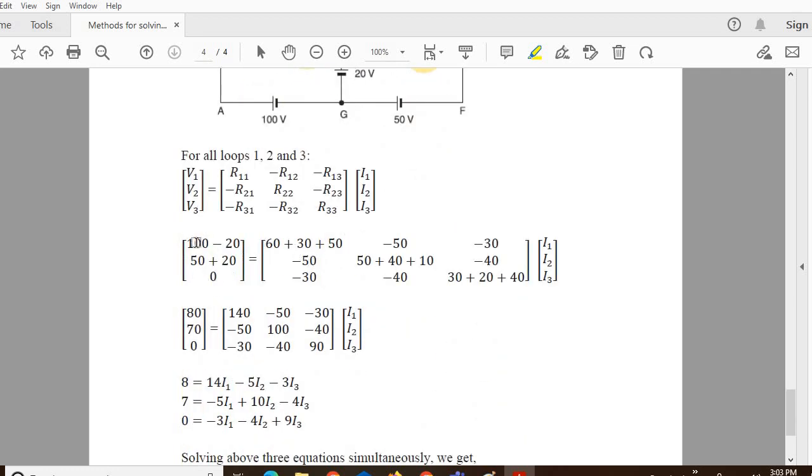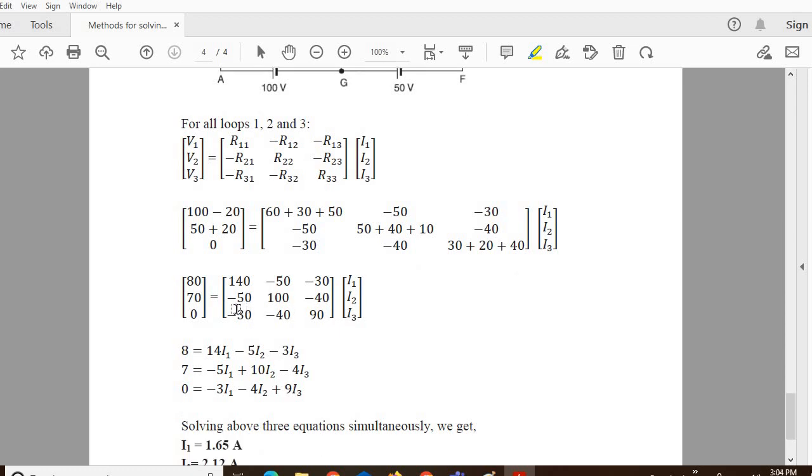Now I will just do simple addition and subtraction. 100 minus 20 gives me 80, 50 plus 20 gives me 70, and the last element will be 0. So 60 plus 30 plus 50 will be 140. Other elements will be the same. 50 plus 40 plus 10 gives me 100. Again 30 plus 20 plus 40 gives me 90.